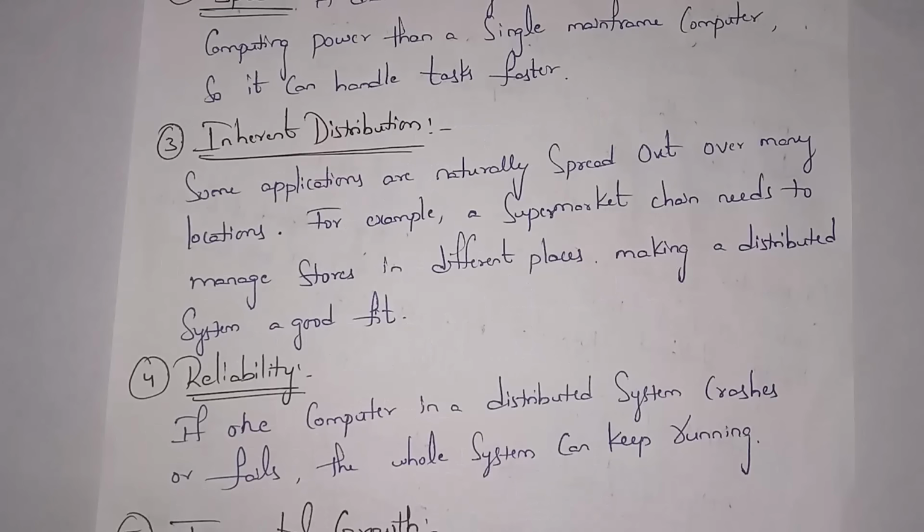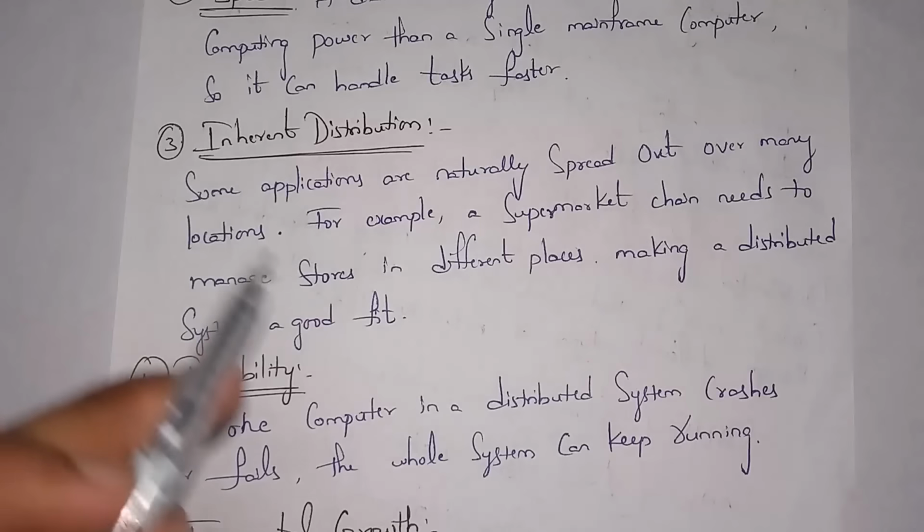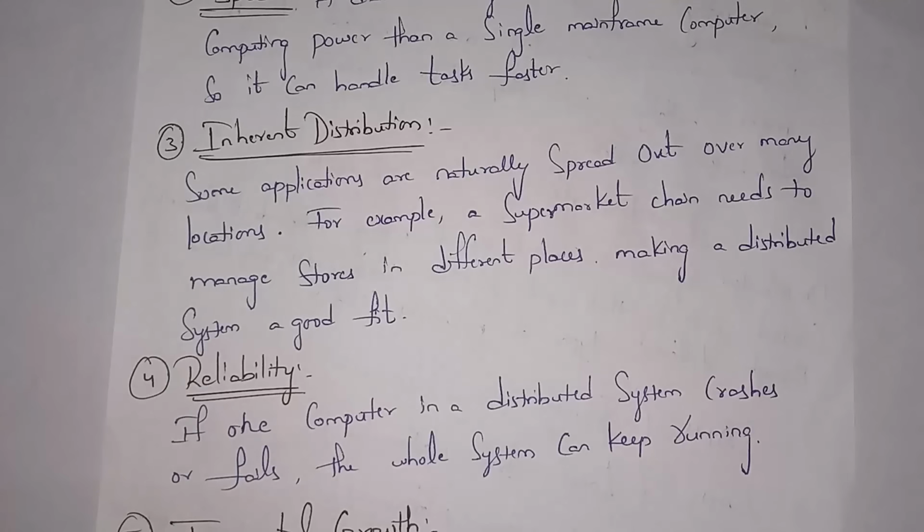And third advantage of distributed system is inherent distribution. Guys, some applications are spread over many locations. For example, if you consider supermarkets like DMart, that supermarkets are present in many locations. So for such kind of systems, distributed system is good choice.